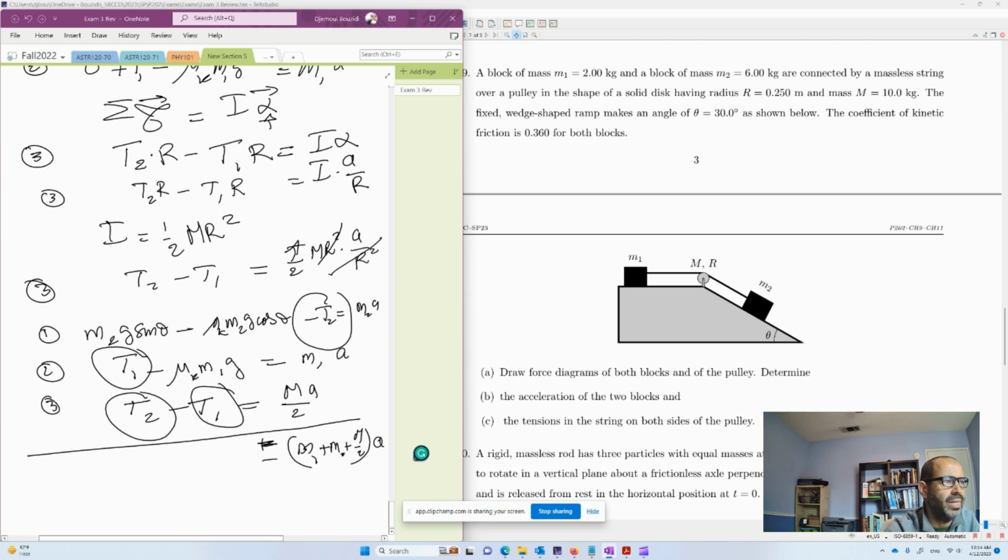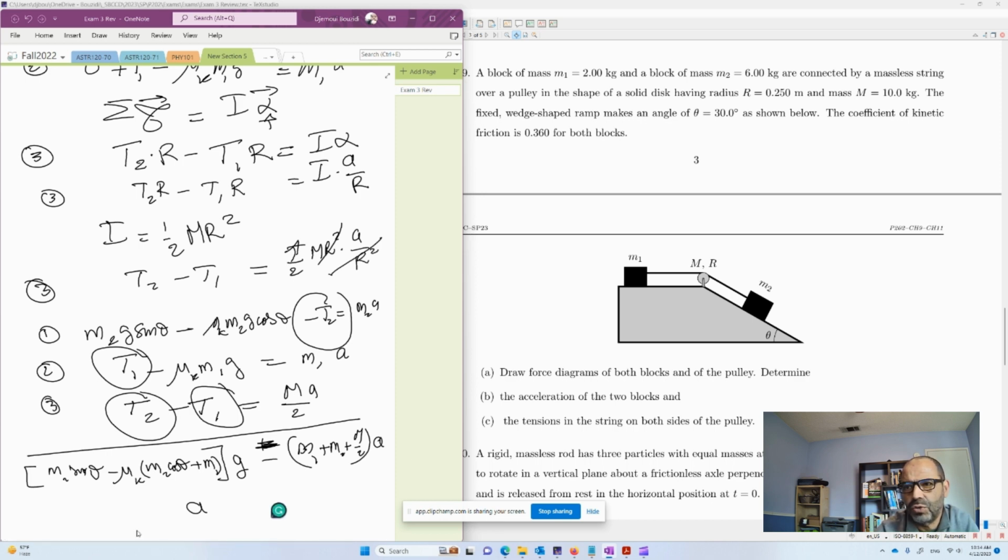So you have m2g. I'm going to take g as a common factor, and the terms inside are going to be the masses, basically. I have m2 sine theta on one side. I have minus mu k, open parentheses, I have m2 times cosine theta, and I have m1 on this side. And that's basically the entire expression. From here, you can solve for A by dividing by this sum of masses. One of them is half of it. So you have found the acceleration of the two blocks.